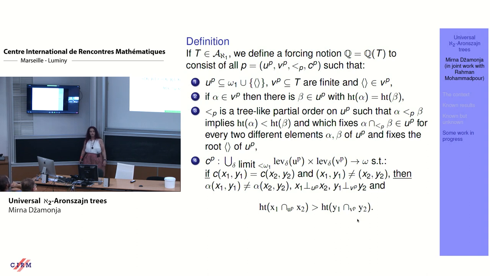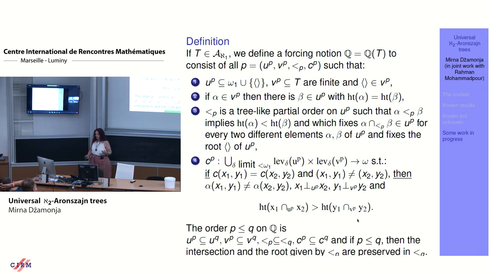And we are able to prove that if we can force this and glue everything together, then this C, of course, becomes a global function on our new tree, and that the existence of such a function C specializes both of those trees. And the order, of course, is, as you would imagine, the bigger condition Q increases U and V, and increases all the coordinates, and it preserves the intersection and the root.